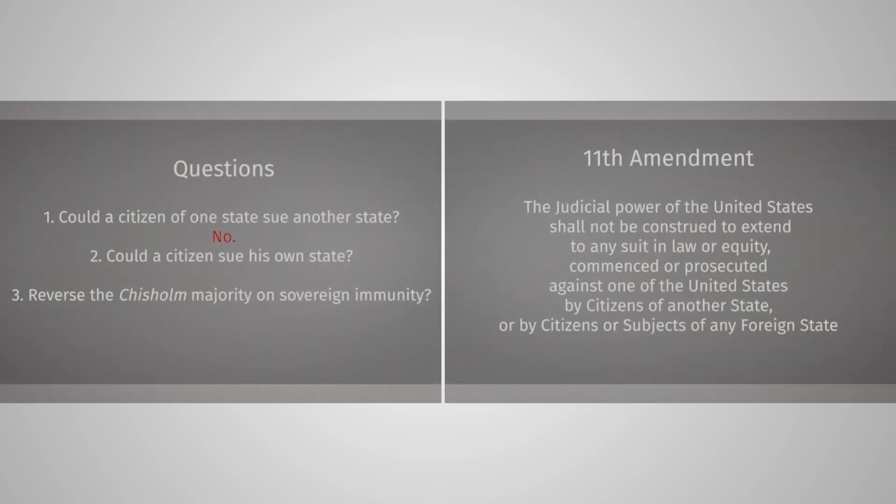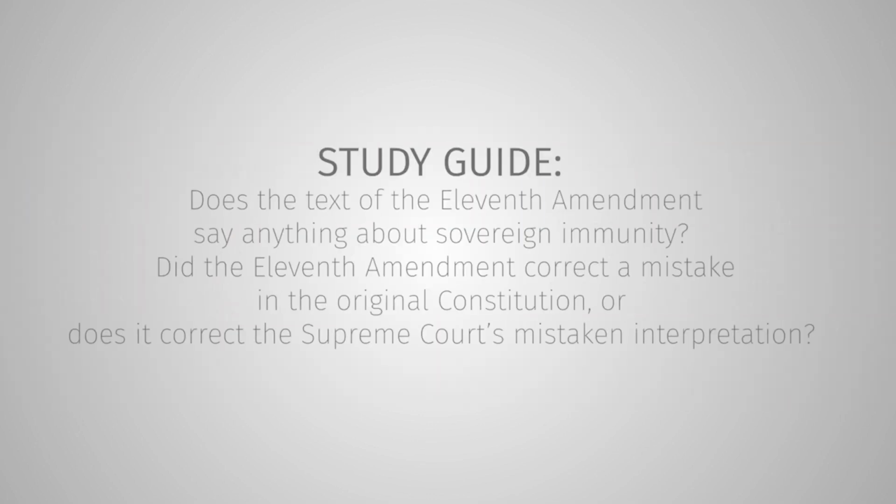The Hans Court answered the 2 questions left open by Chisholm and the 11th Amendment. A citizen could not sue his own state without its consent because the states were sovereign. Study guide. Does the text of the 11th Amendment say anything about sovereign immunity? Did the 11th Amendment correct a mistake in the original Constitution, or does it correct the Supreme Court's mistaken interpretation?